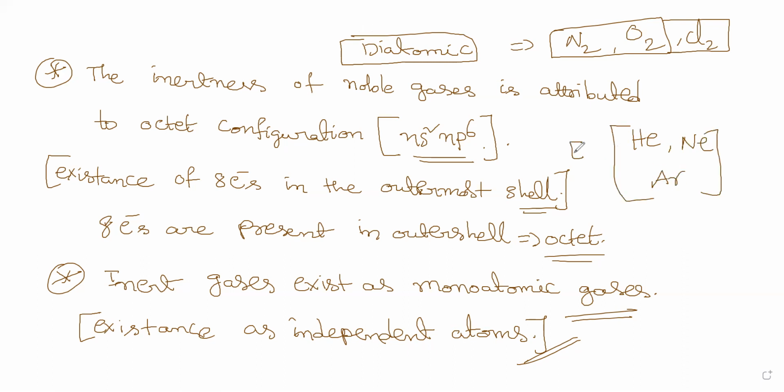So for example, these are all zero group. They exist as monoatomic gases. Clear? Yes, sir. Good. Now, anyway, I will post the video back to you all once again.